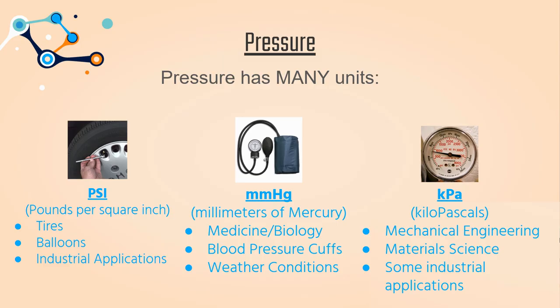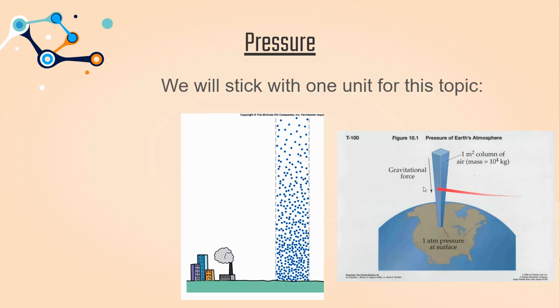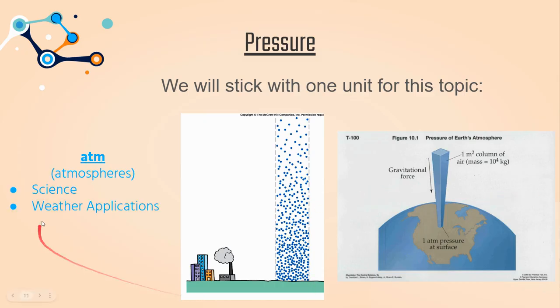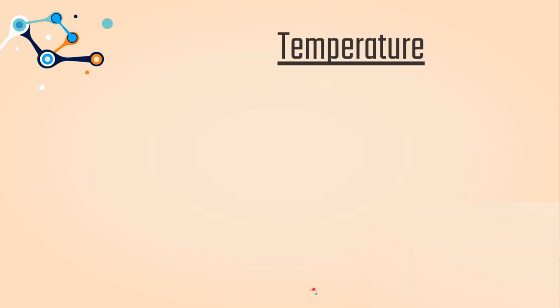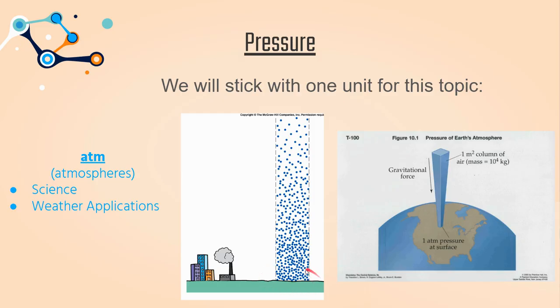However, in this class, as mentioned previously, we're going to stick with atmospheres. We use these across many of the sciences, and also they are used in weather applications. The reason being is because if you picture this as a column of air, you can notice that the air is basically pressing down on the air beneath it, making the air a little bit denser down towards the ground level. We say that one atmosphere is the pressure at sea level. So it's standardized based on the atmosphere.